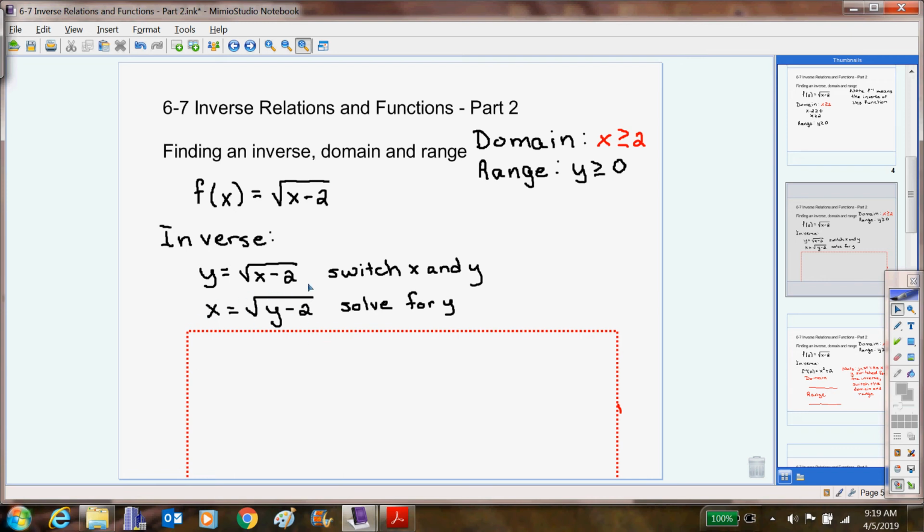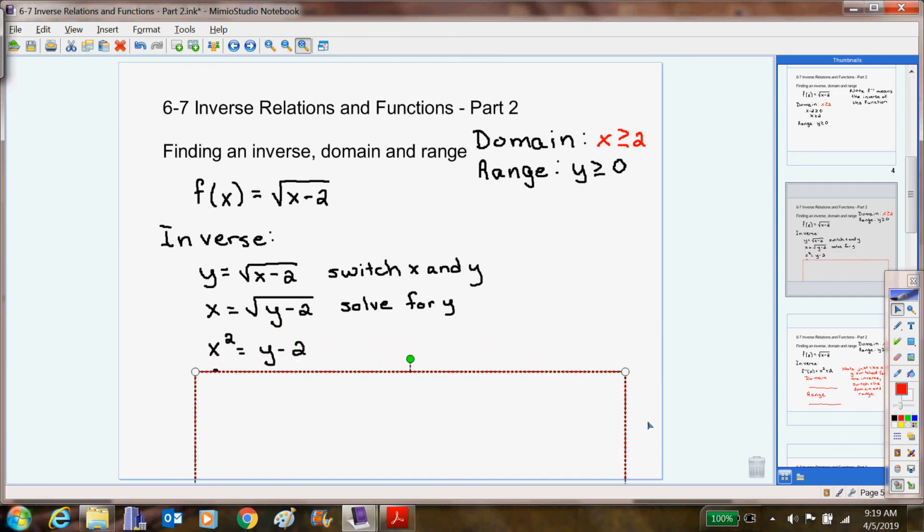So in order to solve for y, what do we need to do to both sides? Square it. We need to square it. We need to release this whole expression here. So we're going to square both sides. The square of a square root releases it from the radical, and then we have x squared over here. And then our last thing is to do what?